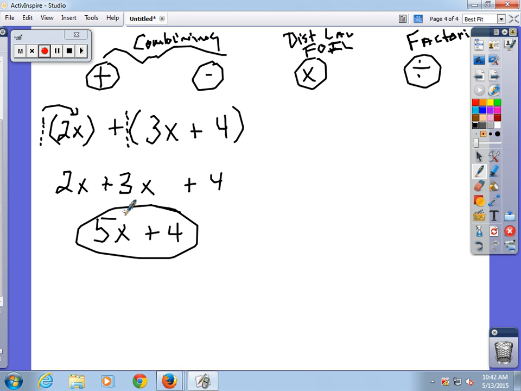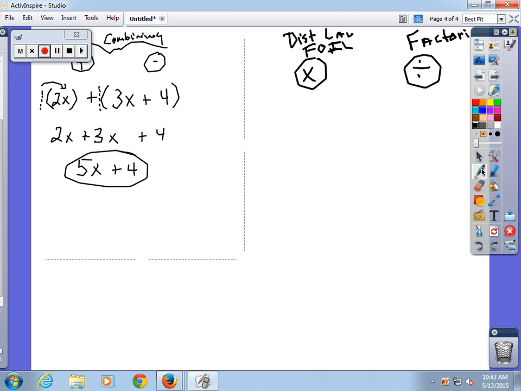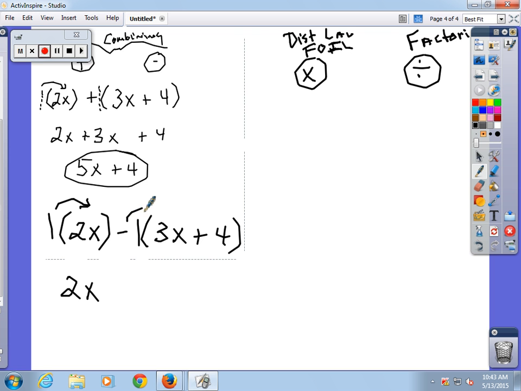I'm doing this for a reason. I'm making sure that everybody's up to snuff before I get to the factoring. Okay? So let's do a subtraction. You don't believe that combining is subtracting too? Let's do one. Alright, let's do 2x minus (3x plus 4). Same type of problem. We're combining. I didn't say we're taking away, I said we're combining. 1 goes here, 1 goes here. That's 2x.